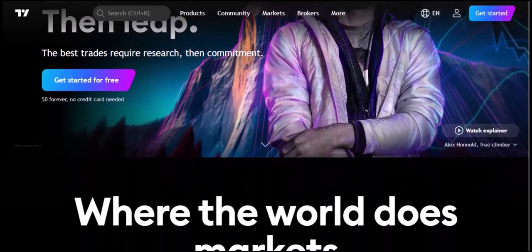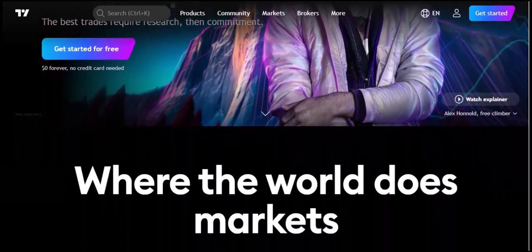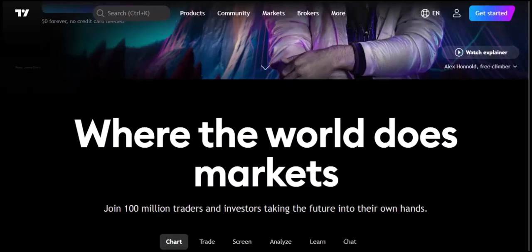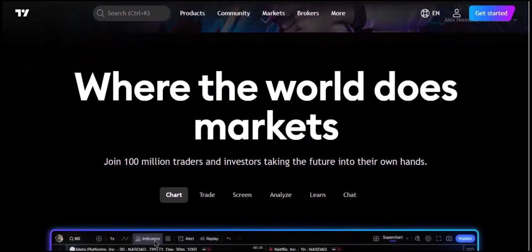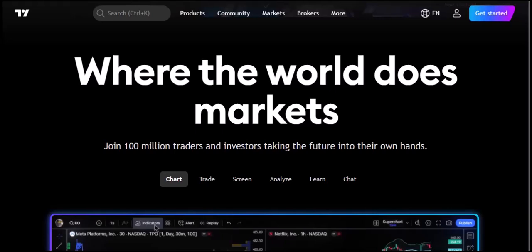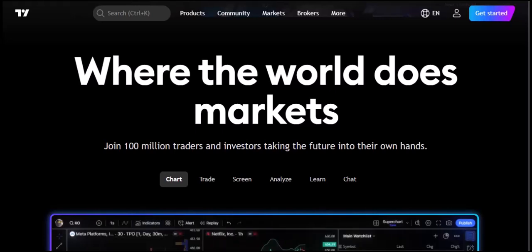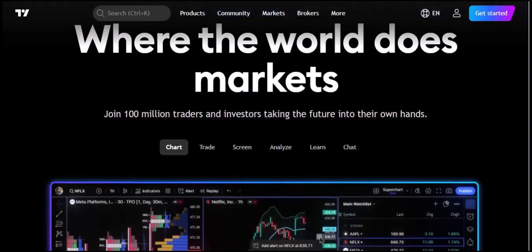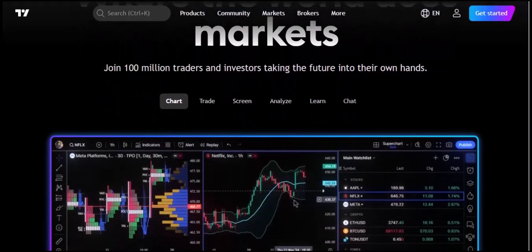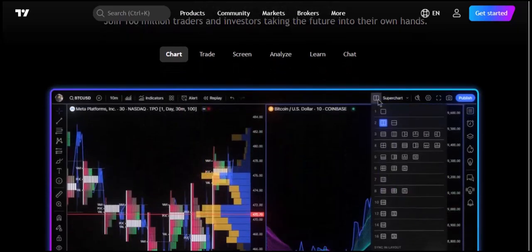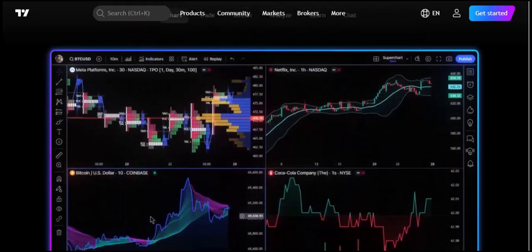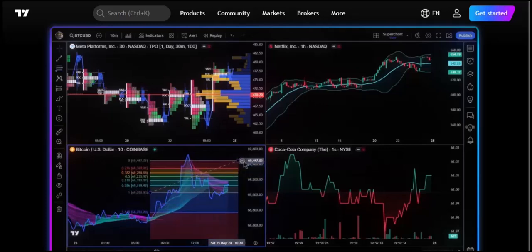The basic plan on TradingView is completely free, and it's surprisingly robust. With the free plan, you get access to their top-tier charting tools, over 100 indicators, and one chart per layout. You can also use paper trading to practice without any real money, which is a fantastic feature for beginners. The main trade-off is that it's ad-supported and you're limited on the number of indicators and alerts you can have. But for most people just starting out, this is more than enough to learn the ropes.